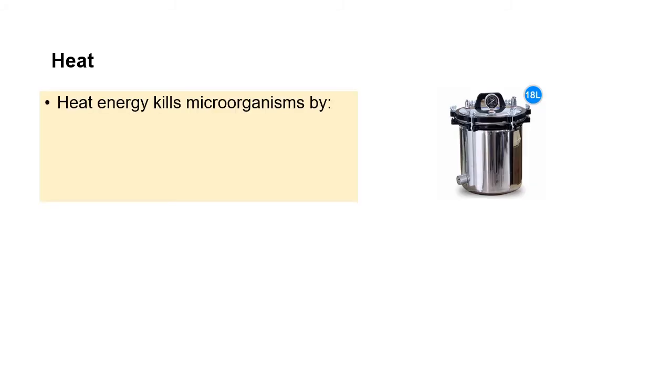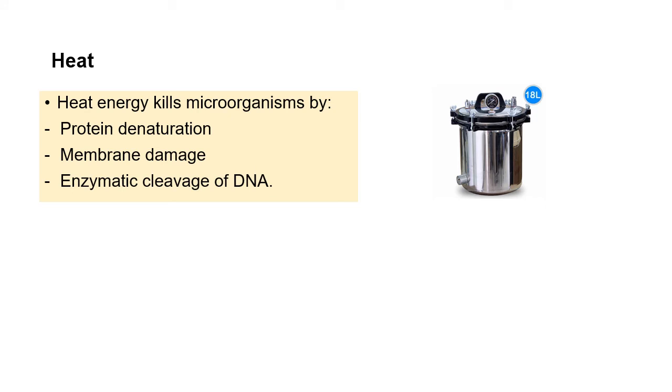So heat is a form of energy. This energy is what kills the microorganisms. And how does it kill them? By causing protein denaturation. What this basically means is that it breaks down any protein structures inside the microorganism, so the bacteria cannot live if the protein is destroyed. And it can also cause membrane damage to the microorganisms and enzymatic cleavage of any DNA. So this ensures that most microorganisms die.